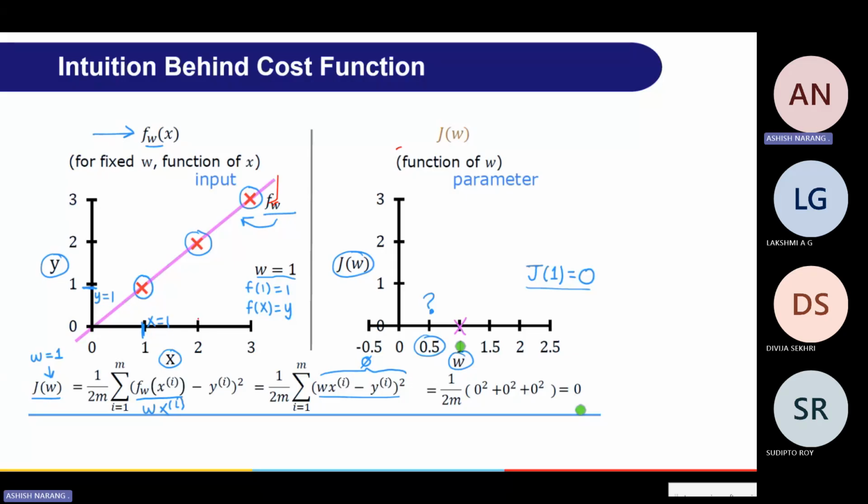If every point lies on the line, there is no error. The prediction, whatever is made, is exactly matching. So your model is excellent, because it is passing through each and every point. That is why this is 0 square plus 0 square plus 0 square with respect to every point. So J1 is 0.